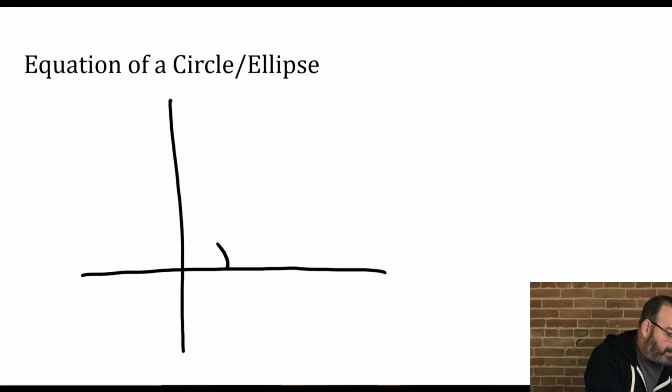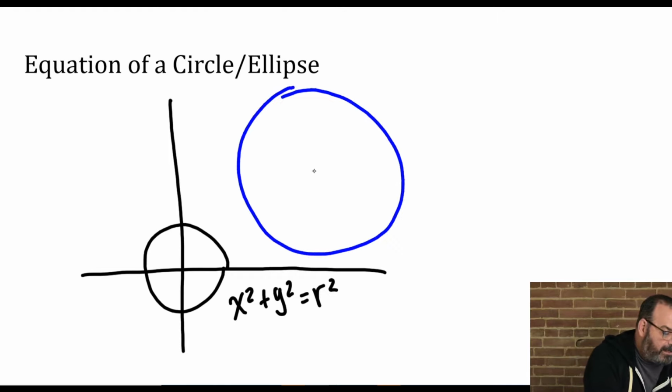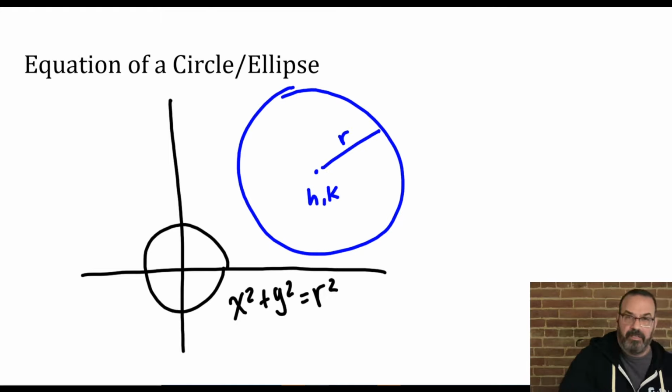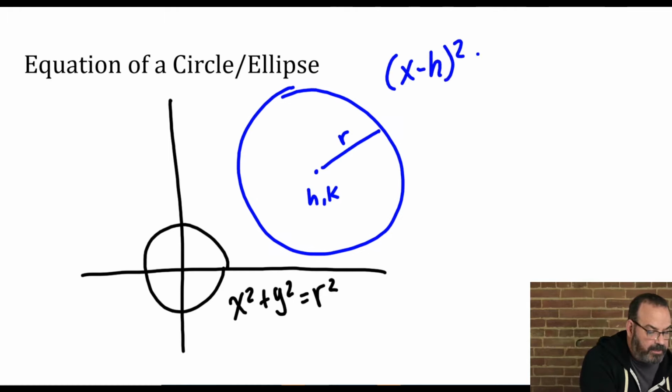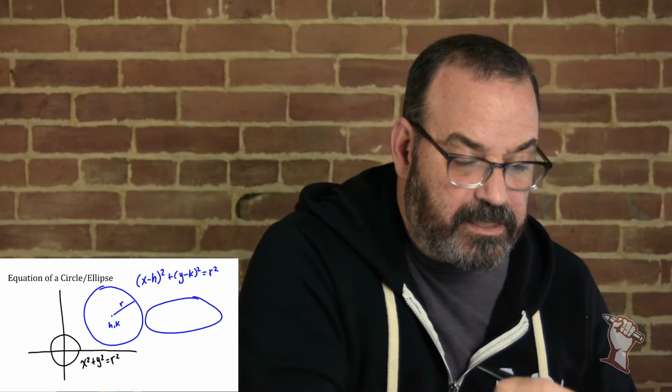In the xy plane, the parent function of a circle is x squared plus y squared equals the radius squared. If I move that circle out into the xy plane, and it has a center hk and a radius of r, the equation of the circle is x minus h quantity squared plus y minus k quantity squared equals the radius squared. An ellipse is very, very much like a circle, only it's a conic section.